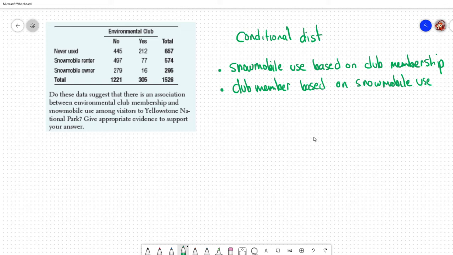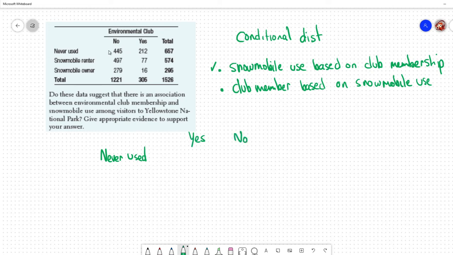So I'm going to base it off of the fact of, if they're in the club, does that influence that they are going to use the snowmobile? So I'm gonna go for the top one here. Okay, so is snowmobile use affected by the fact that they are a member in the club? So that means I'm going to be going down the vertical, since I'm selecting that one. So now let's look at never used. I'm going to go yes, no. So we're doing conditional distribution here.